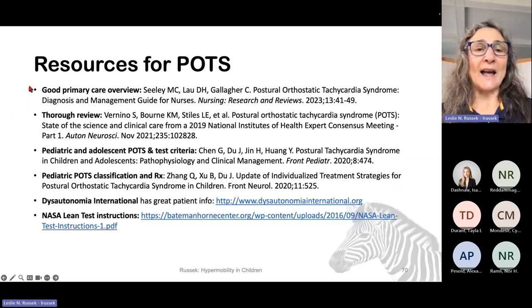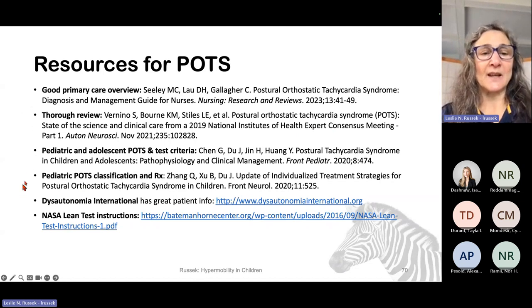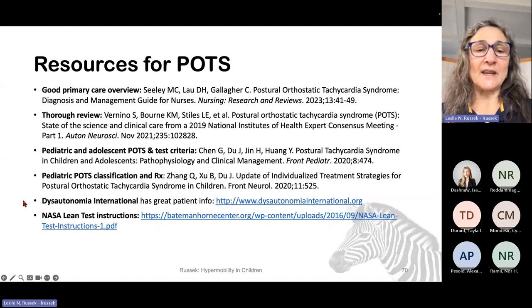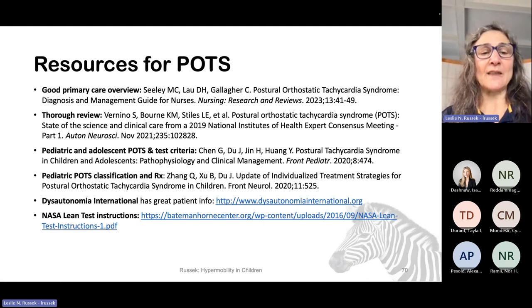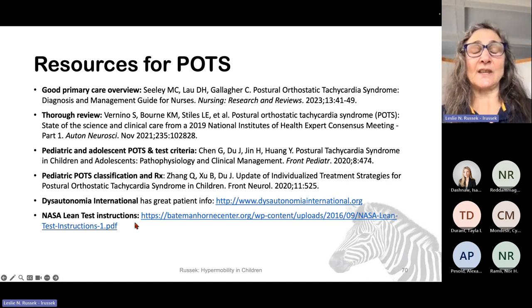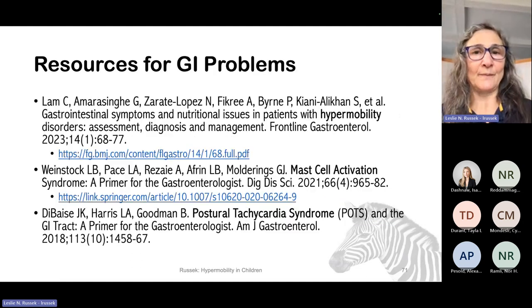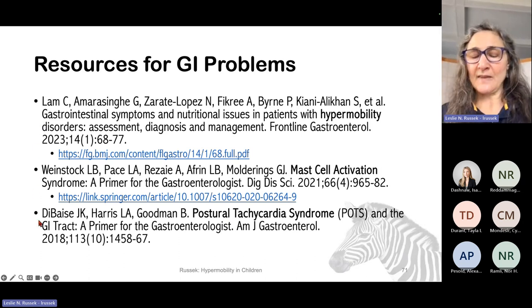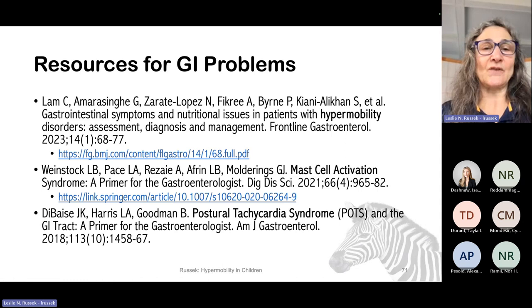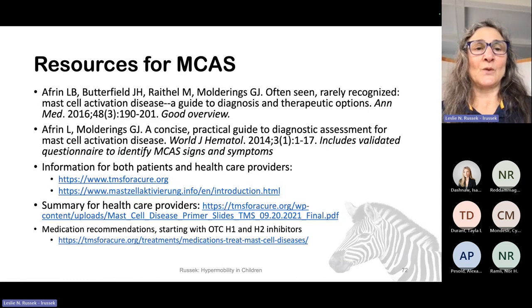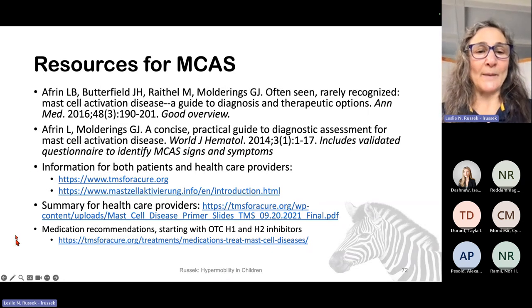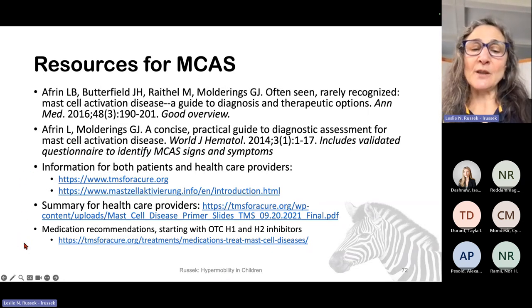Some resources for POTS, a couple of articles if you want more nuts and bolts about management, and Dysautonomia International is great patient information, and the NASA lean test, the instructions are here, and a form you can fill out while you're doing the test. Resources for GI problems. So these are some great articles that talk about the GI issues with each of these conditions. Resources for mast cell activation, and some good websites available, including the medications.